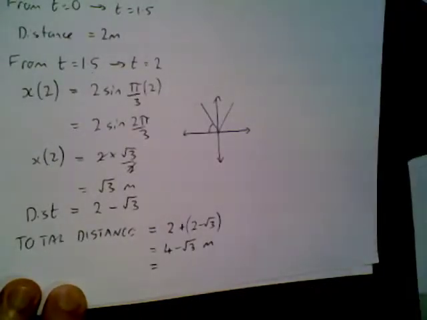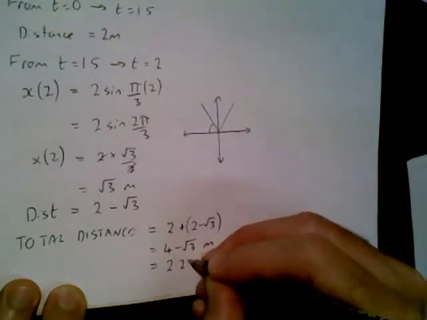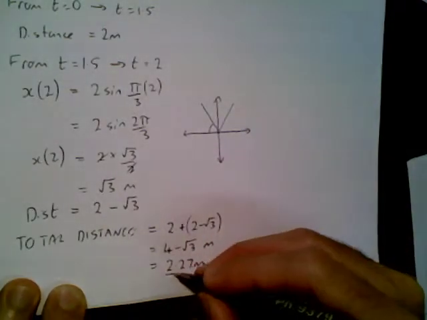or if you like as a decimal, we can work that out as a decimal as well. Let's see what we get here. 4 take root 3 comes out to about 2.27 metres for our answer.